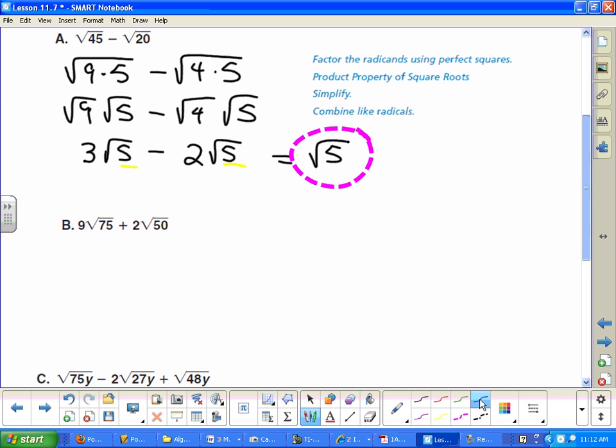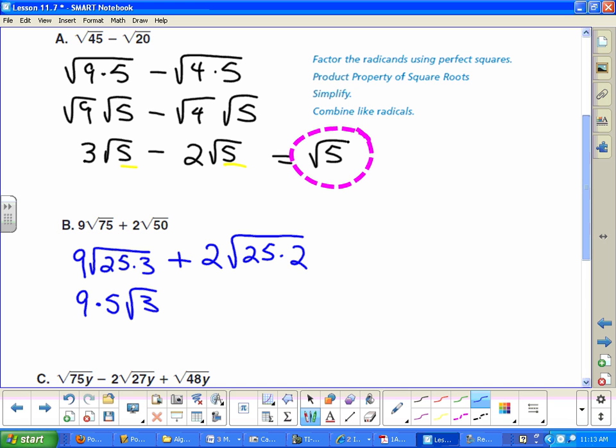So 75. What's the largest one of these squares that goes into 75? 25 does? Okay. So we can write this as 9 times the square root of 25 times 3. And how about 50? What's the largest square that goes into 50? 25 also. Okay, so that's square root of 25 times 2. Now, this is where it's important to understand the multiplication. So the square root of 25 is 5, so this is 9 times 5 times the square root of 3 plus 2 times 5 times the square root of 2.